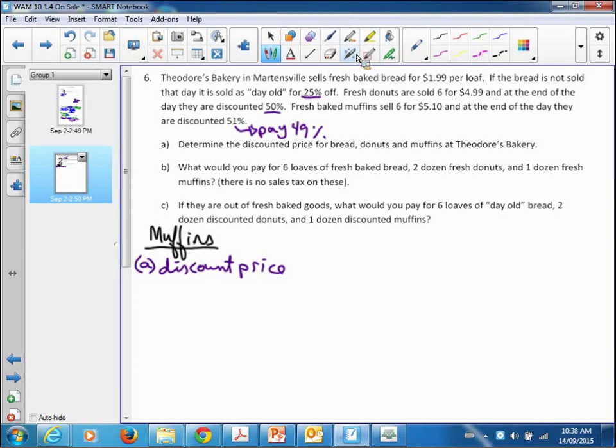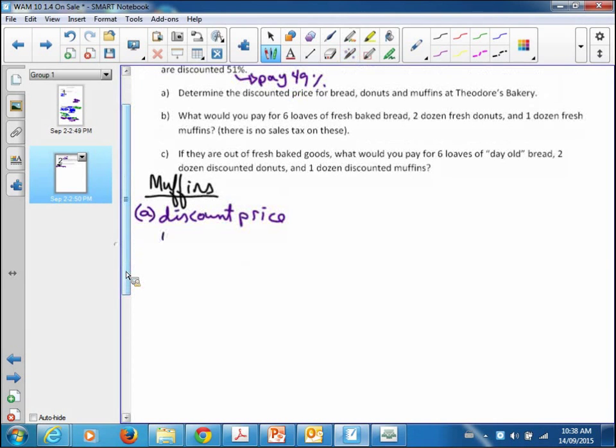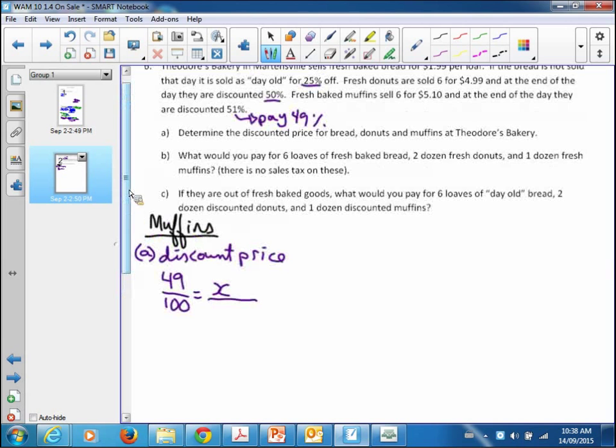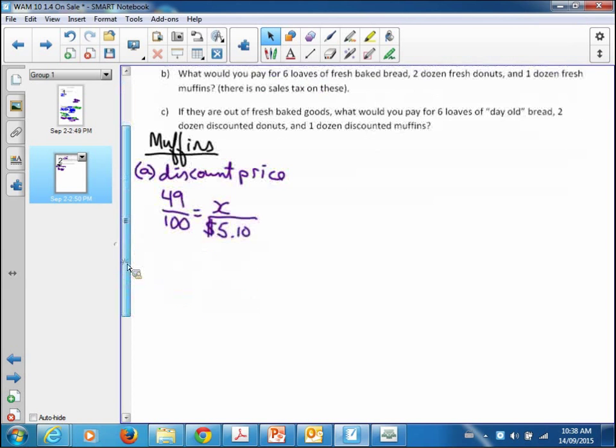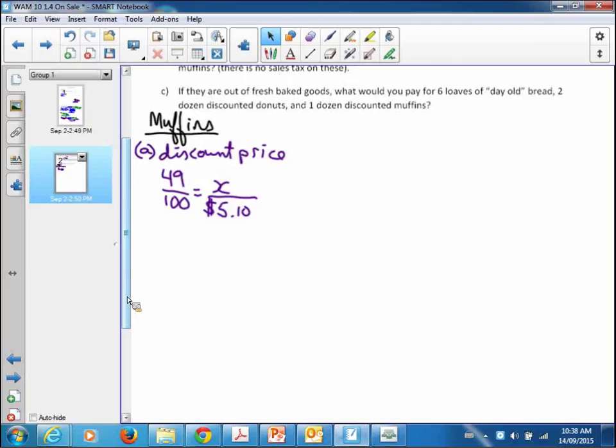The muffins, though. The discounted price will be, it's 49%, so 49 out of 100 equals X out of, what was the price again? $5.10 for 6 muffins. And when you do that, you cross multiply, you divide by the loaner, see what you get. And I'll wait for a second and hear what you get.